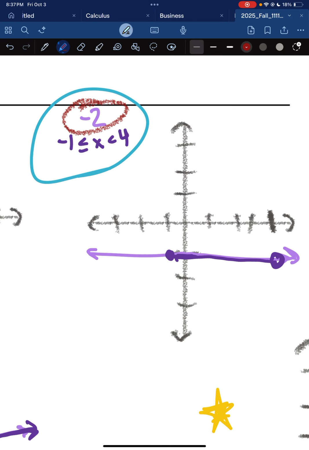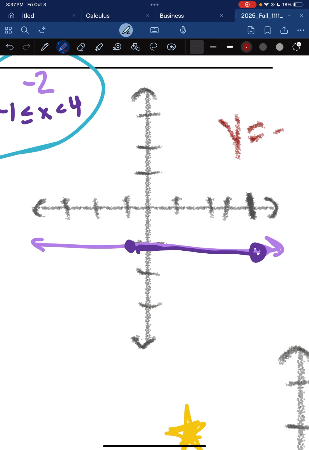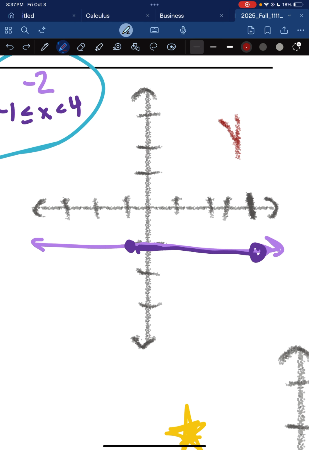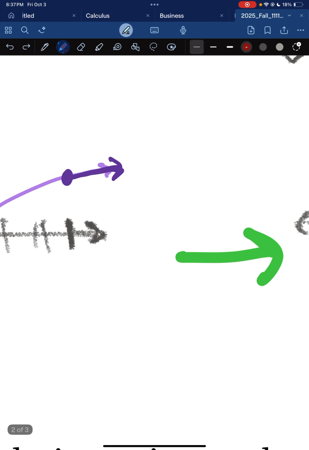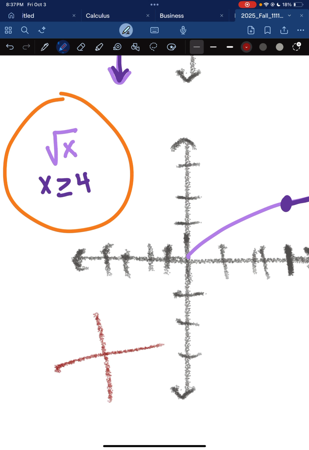Same thing for negative 2. y is going to equal negative 2. It's a straight, constant, horizontal line, or a constant number. And then same thing for this. I know that when we're given y equals square root of x, we start at the origin, and then it goes out like that. Super fun. Yay.